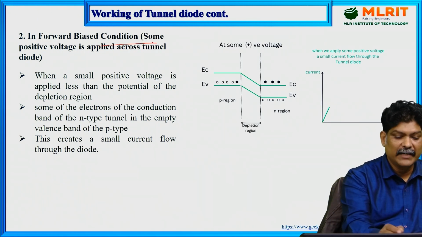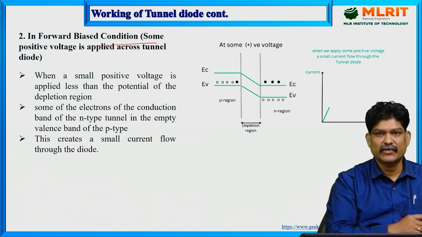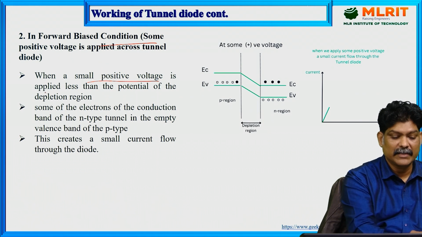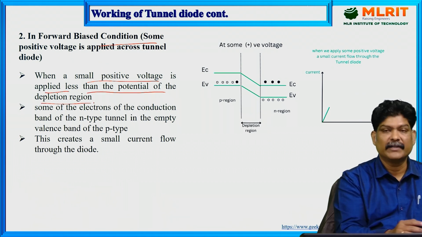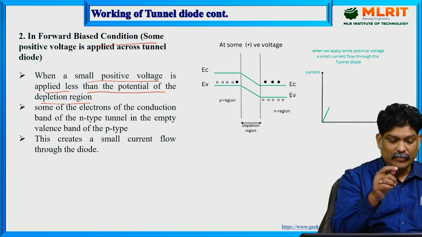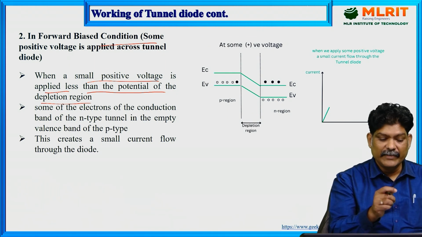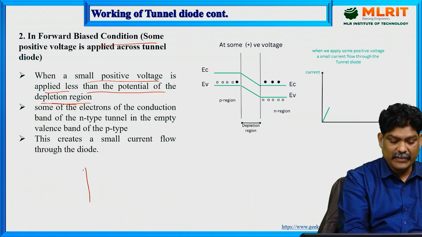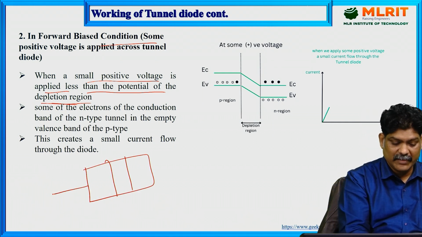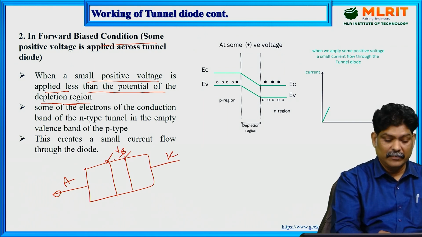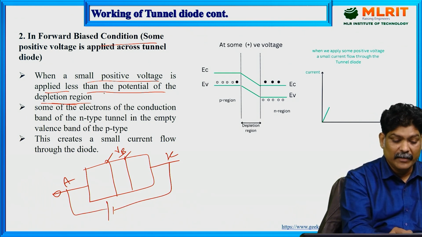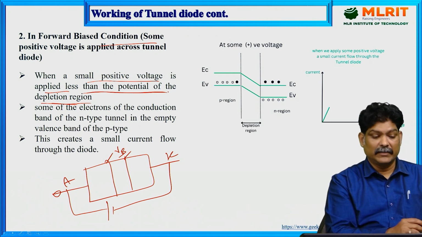So in forward bias condition, that means we have to apply some positive voltage across the tunnel diode. What happens when a small positive voltage is applied, less than the potential of the depletion region? This is important. Here, if you see this PN diode, tunnel diode, anode, cathode, there is some potential barrier voltage VB, and the forward voltage applied must be less than the potential of the depletion region.